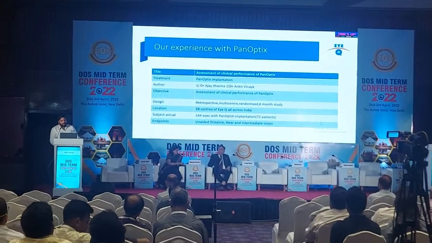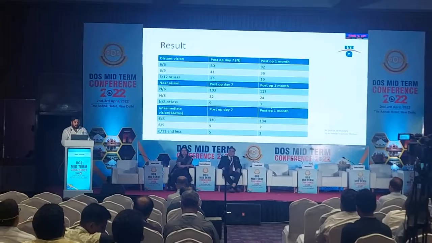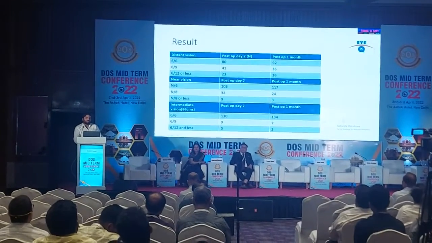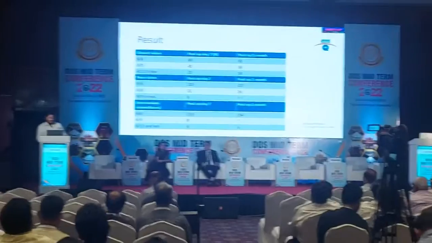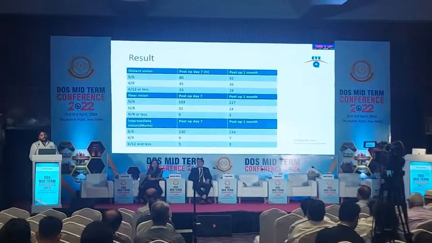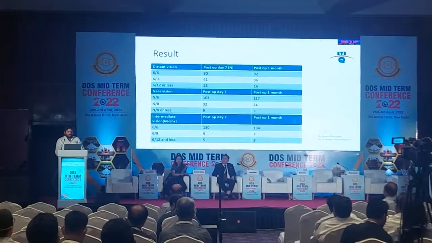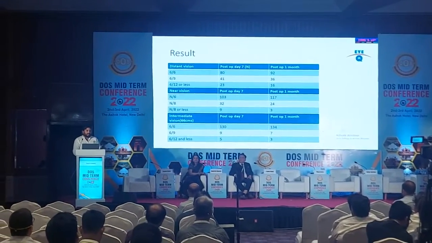These are the patients in which we have done a bilateral implant. There were 72 such subjects, 144 eyes, and our experience was that almost 70% of patients achieved 6/6 or better, and almost 90% achieved 6/9 or better. When it comes to near, this was far better. Almost 98% of patients at 1 month achieved N6 or better. So with Panoptics, it was very encouraging when it comes to near, and when it comes to intermediate, our results were very nice.